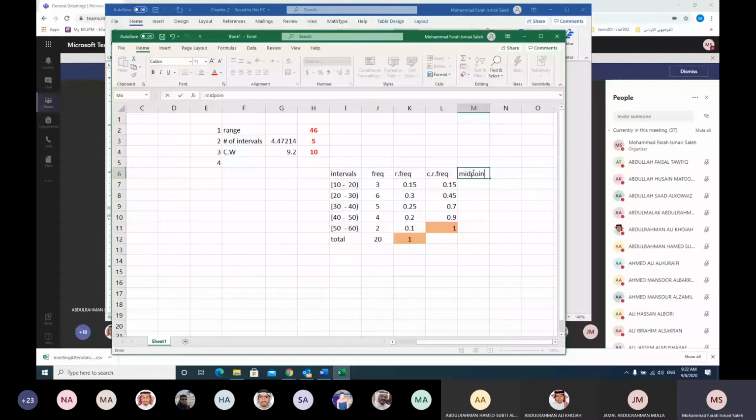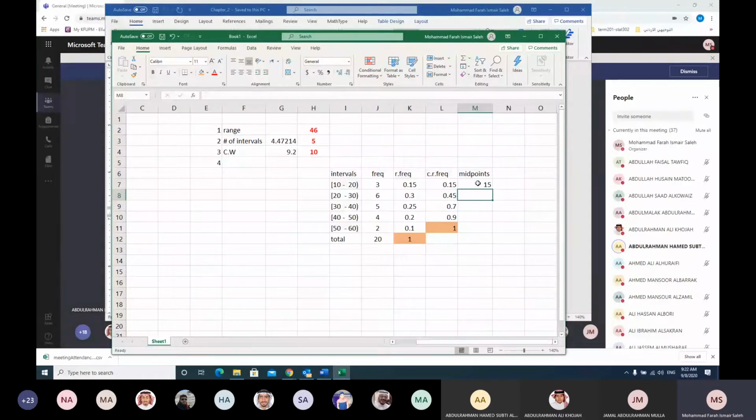What is the center for the first class, between 10 and 20? 15. How can you calculate it? Upper plus lower, then divide by 2. So it equals 20 plus 10 divided by 2. For the next one, 25. How can we get it? 20 plus 30 over 2.